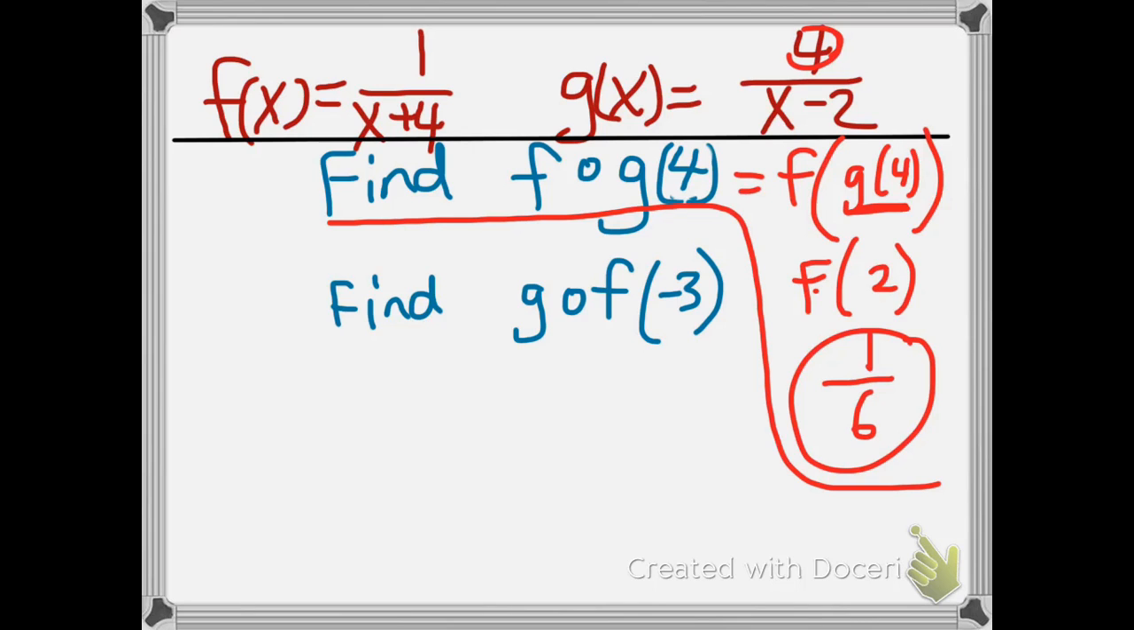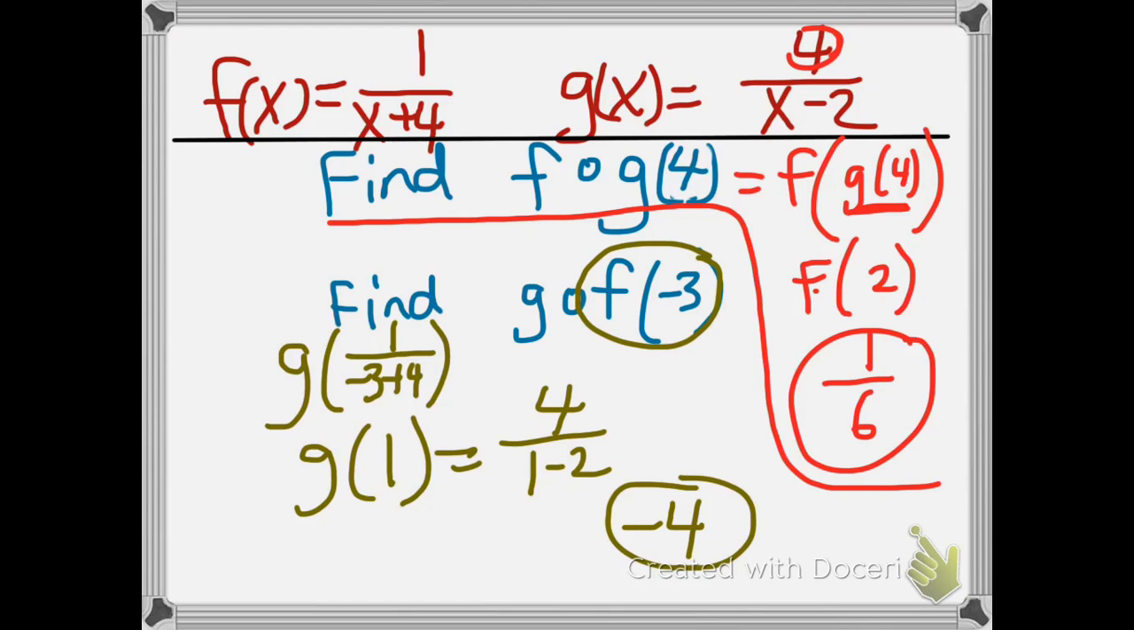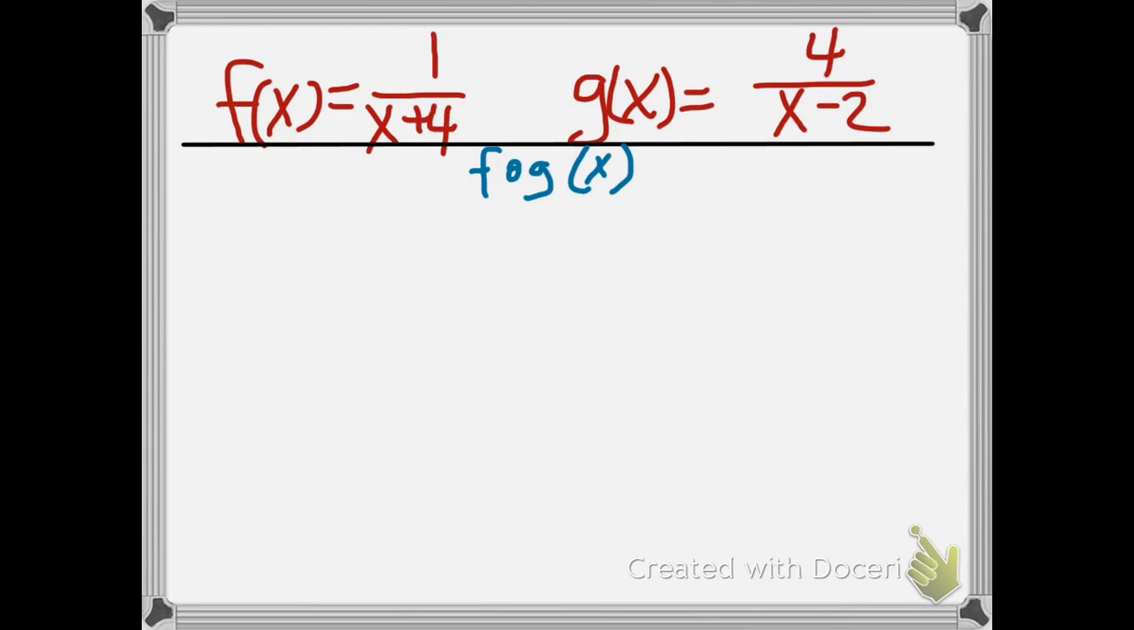Now let's find the next one. g of f of -3. Put -3 in for f. So that'd be 1 over negative 3 plus 4, which becomes g of 1 over 1, which is g of 1. Okay, g of 1 turns out to be 4 over 1 minus 2, so that's 4 over negative 1, or negative 4. Alright, so just a couple examples like that.